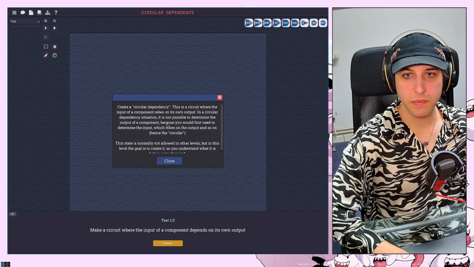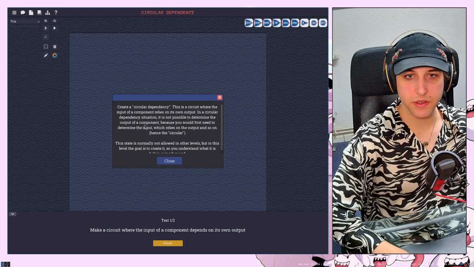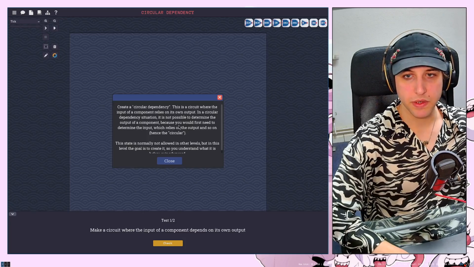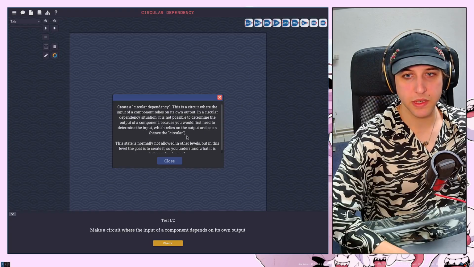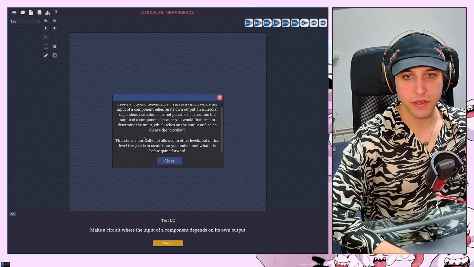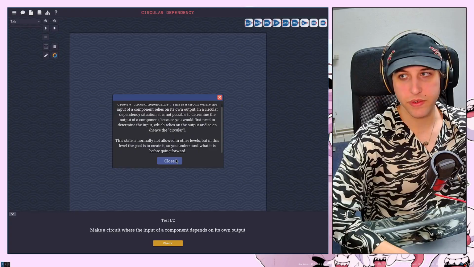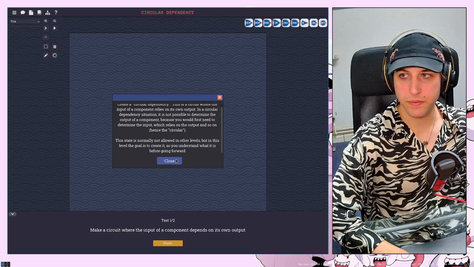Create a circular dependency. This is a circuit where the input of a component relies on its own output. In a circular dependency situation it is not possible to determine the output of a component, because you would first need to determine the input, which relies on the output and so on. Hence this state is normally not allowed in other levels, but in this level, the goal is to create one, so you understand what it is before going forward.